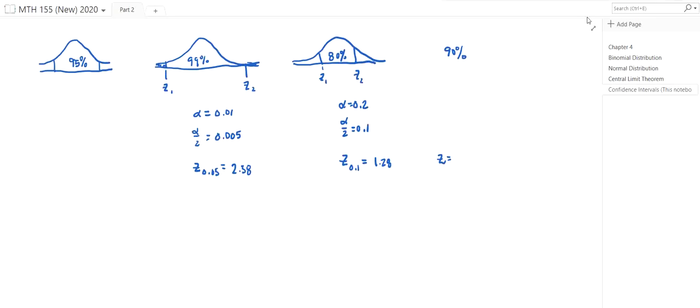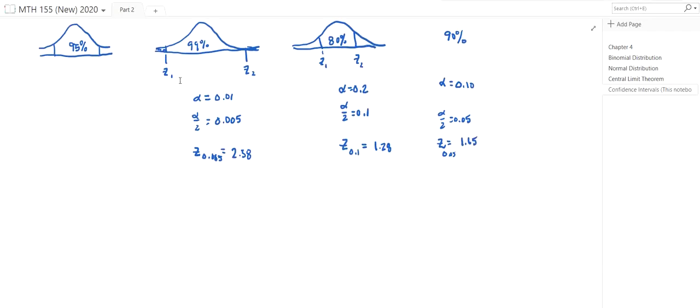I see a small correction I want to make over here. Trying to erase. This should be 0.05, because this is going to be alpha equals 0.10. So alpha over 2 equals 0.05, half of that. So z of 0.05 then is approximately 1.65.